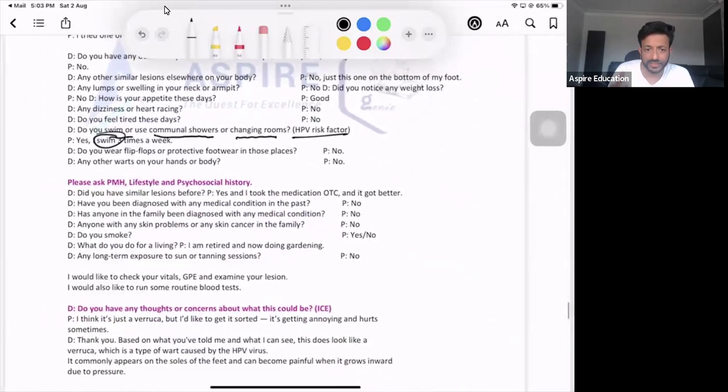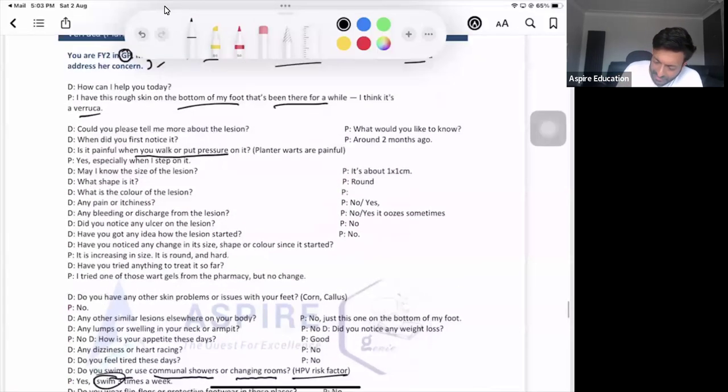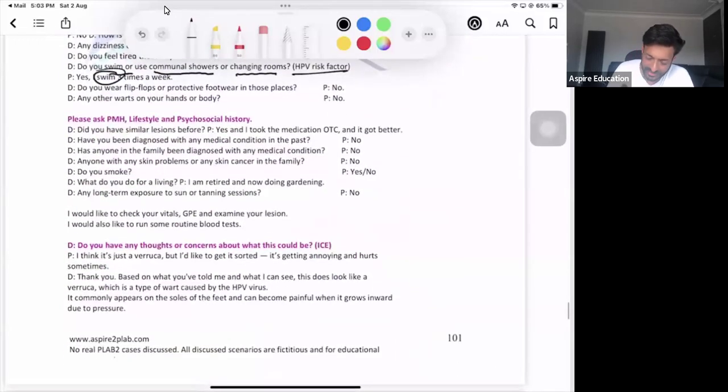Then you do a quick past and personal social history as well. Has something similar happened before? Yes, it has happened. What did you do last time? How long did it take for you to get better? Did you try the same thing this time as well? All those questions you're going to ask. Another thing: sometimes the patient mentions it in the beginning, but for some candidates, the patient mentions in the later part of the station that I'm retired and now doing gardening. That is also a risk factor actually, right?